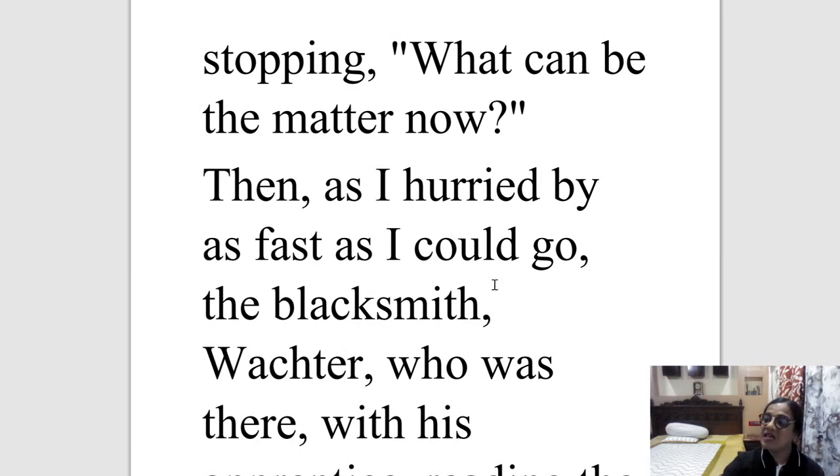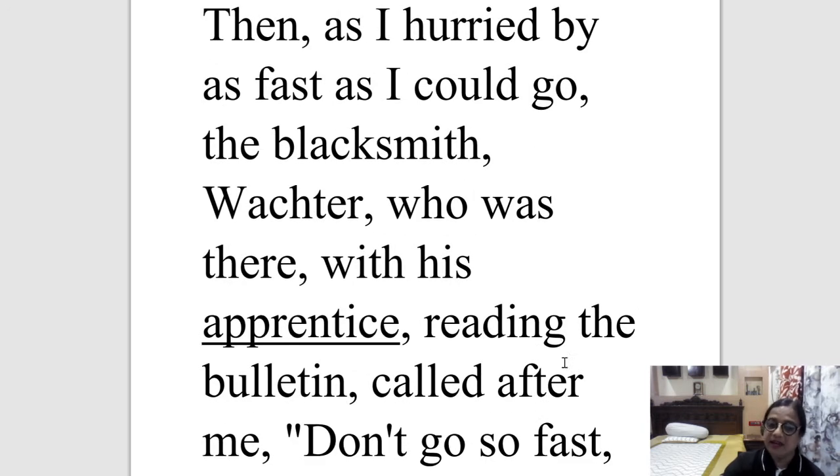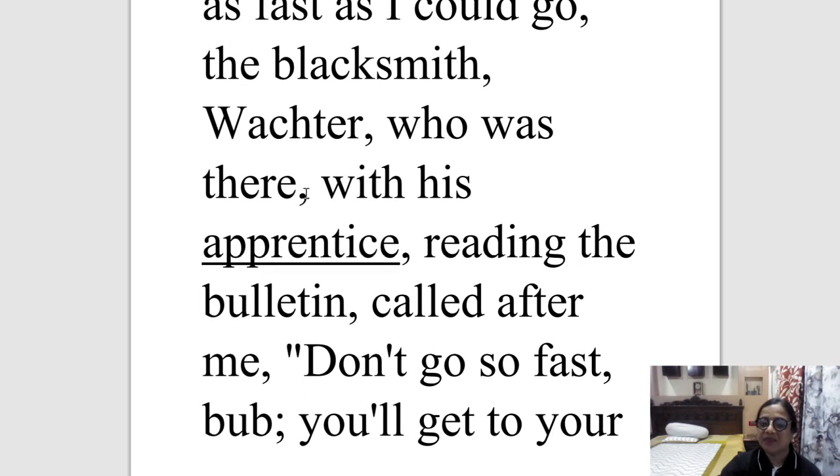Then, as I hurried by as fast as I could go, the blacksmith Wachter, who was there with his apprentice, reading the bulletin, called after me. So, students, you follow here what happened as he was going on the way: he met the blacksmith who was there with his apprentice. Who is an apprentice? An apprentice is a person who gets training under another efficient person, or a person who knows any trade. So the blacksmith had his apprentice with him, and reading the bulletin, called after me.